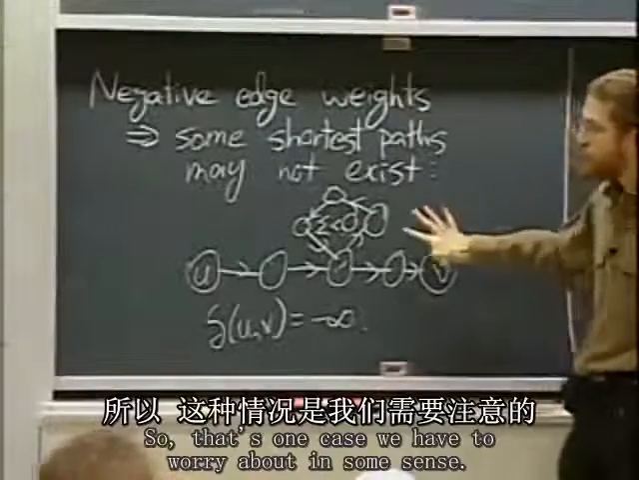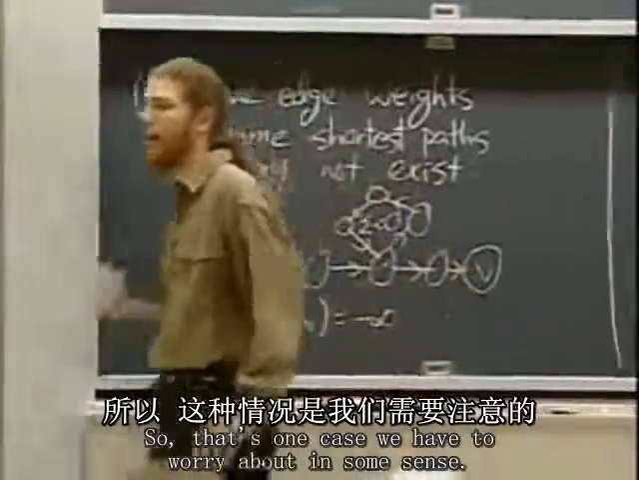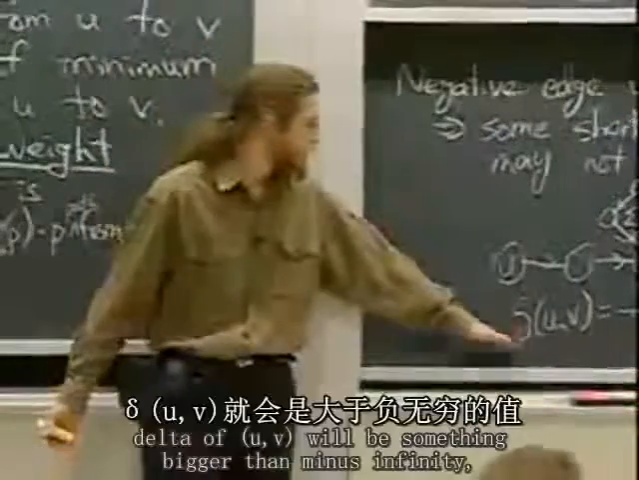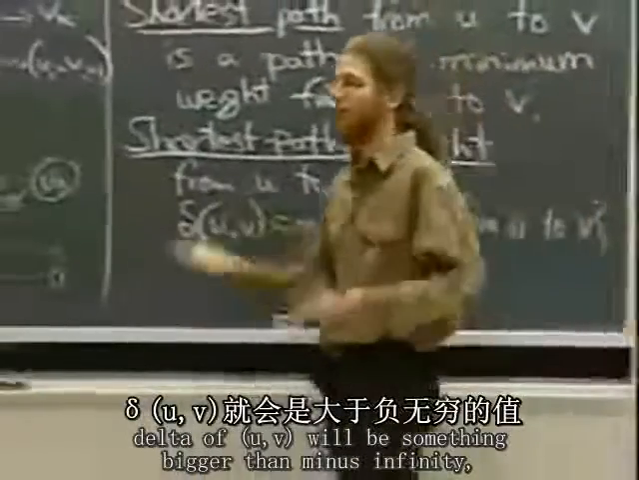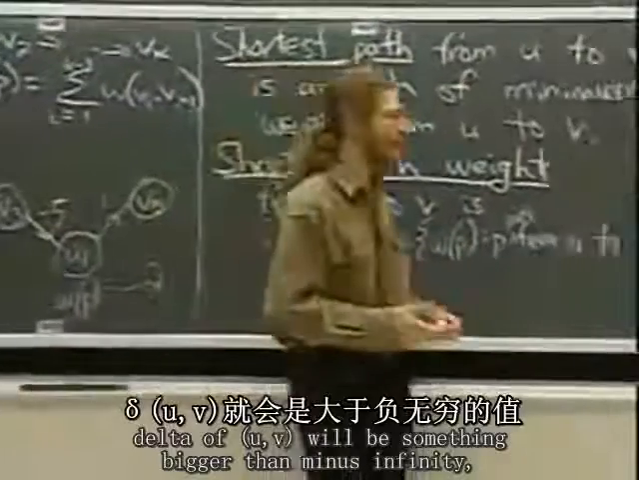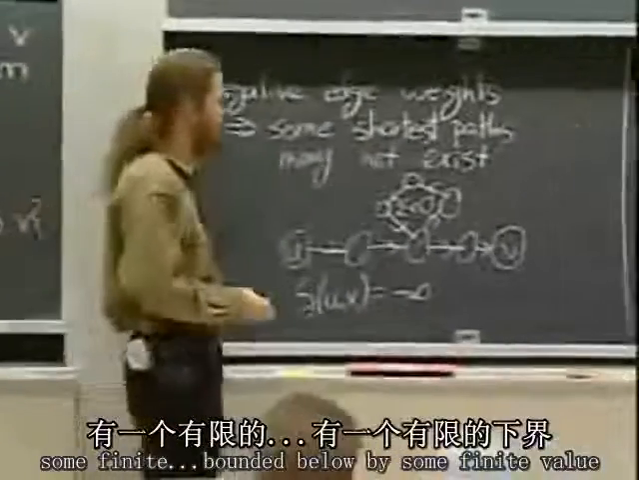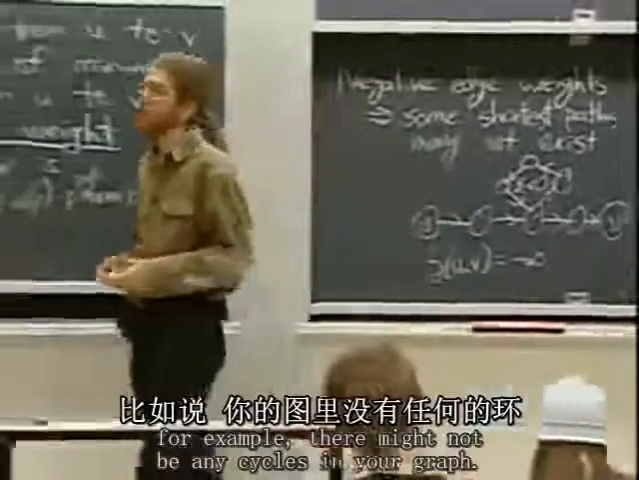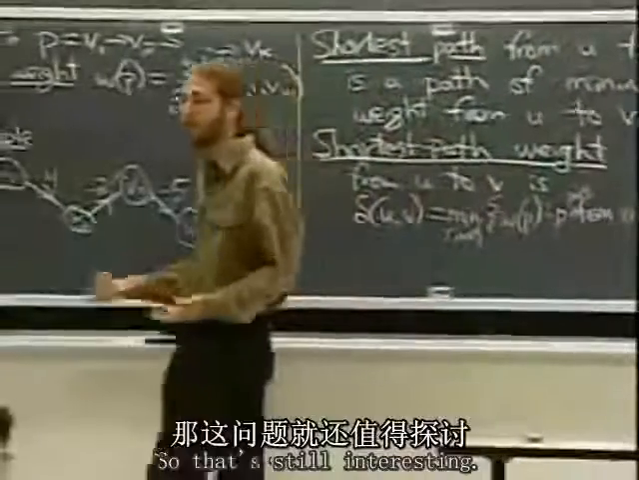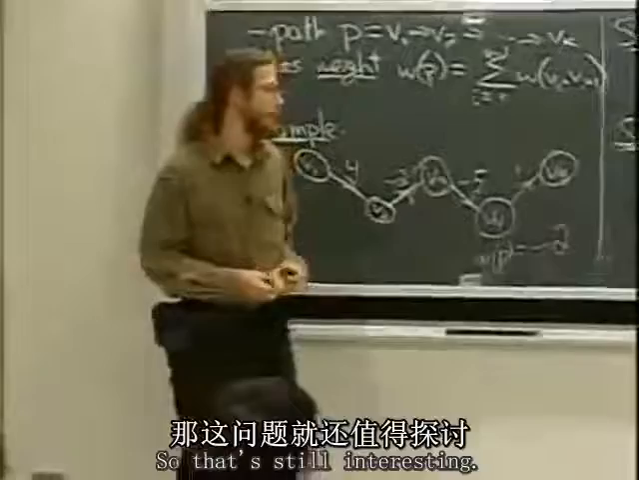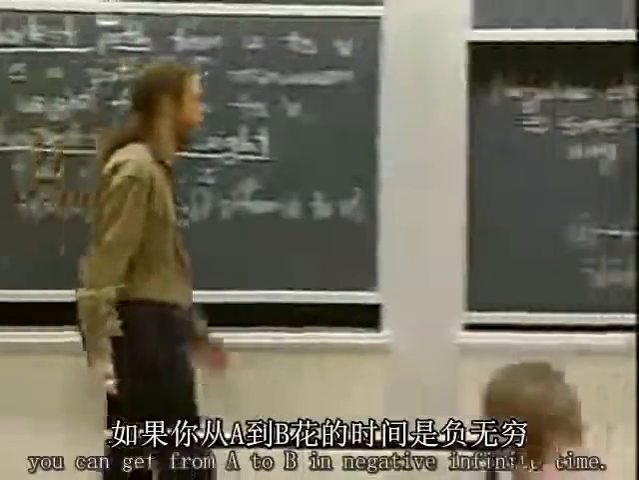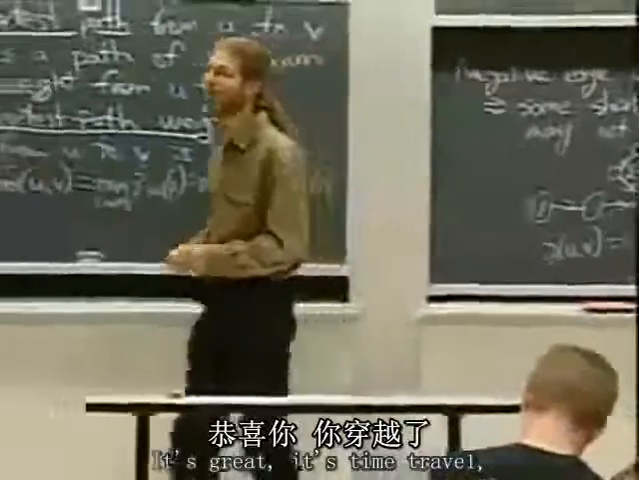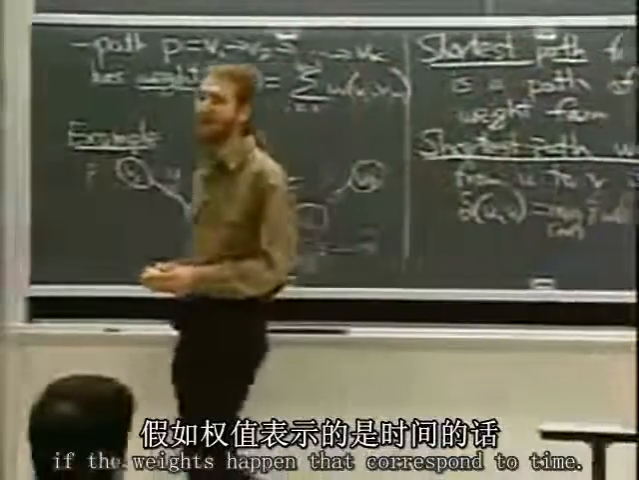So that's one case we have to worry about in some sense. But as long as there are no negative weight cycles, delta of UV will be something bigger than minus infinity, bounded below by some finite value. Even if you could have negative weights but still no negative weight cycle. For example, there might not be any cycles in your graph. So that's still interesting. And I guess it's useful to know that you can get from A to B in negative infinite time. That's great. It's time travel, if the weights happen to correspond to time.